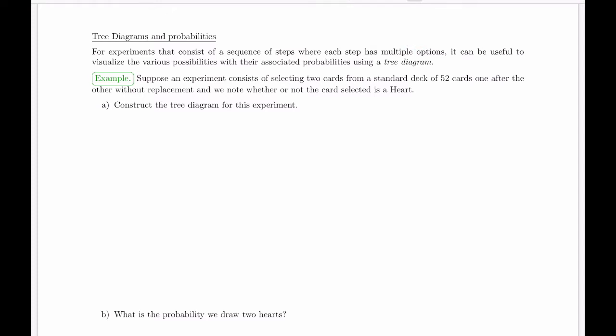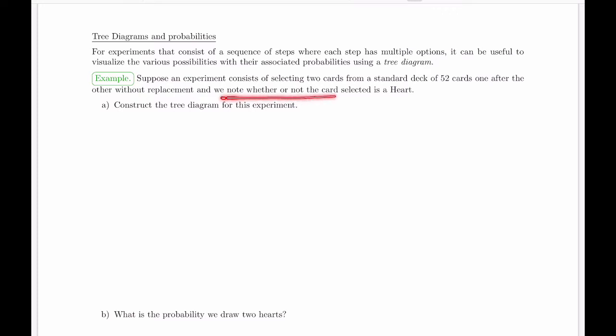Let's actually explore it through an example. This is, in fact, the best way to learn. Suppose we have an experiment that consists of selecting 2 cards from a standard deck of 52 cards. We're going to draw cards one after another without replacement. So I'm going to draw a card from the deck, and I'm going to keep it in my hand, and then I'm going to draw another card from the deck.